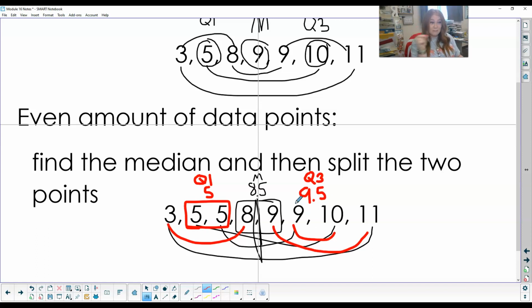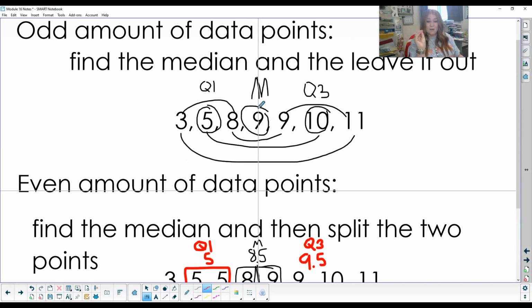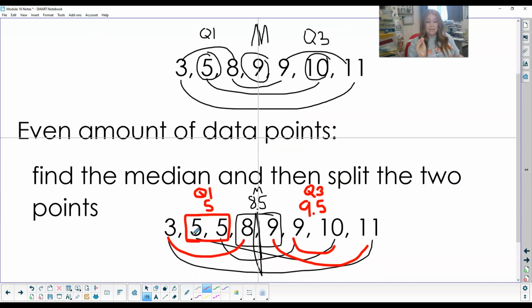Find the middle of the middles with those 2. You can add them together and divide by 2 if you need to, or if they're just close enough, you can just do that. So odd numbers, just ignore it, leave it out. Even, you're going to have to split and give 1 to each side.